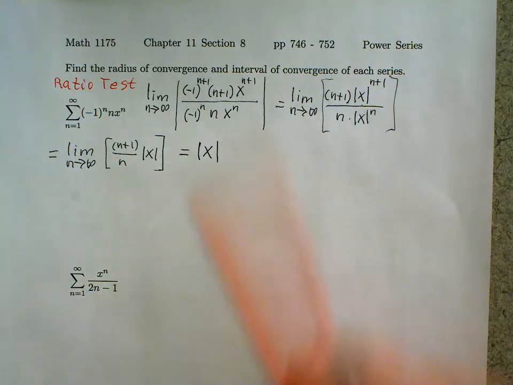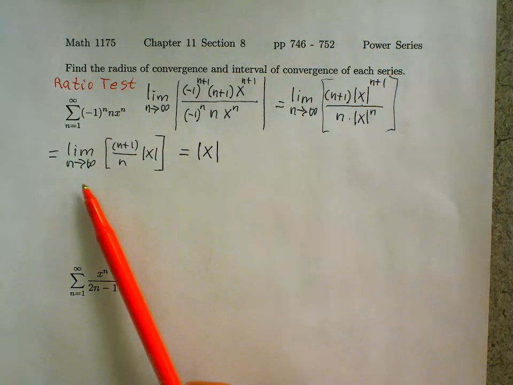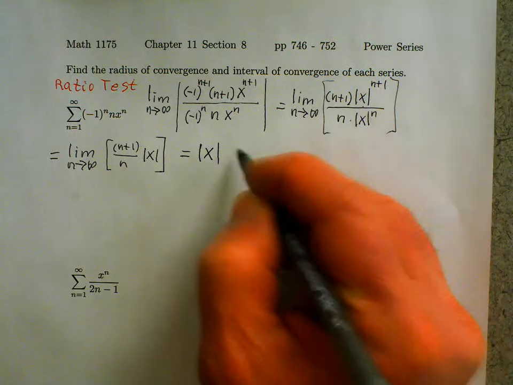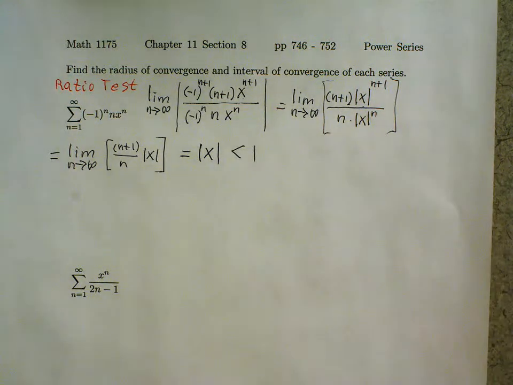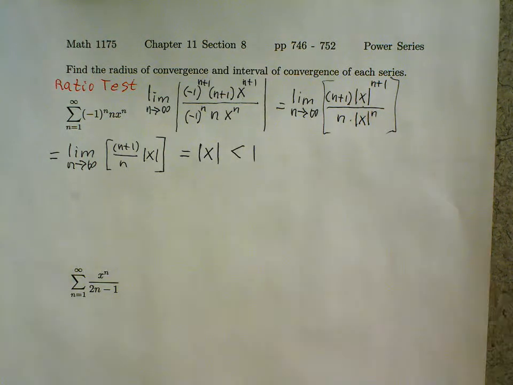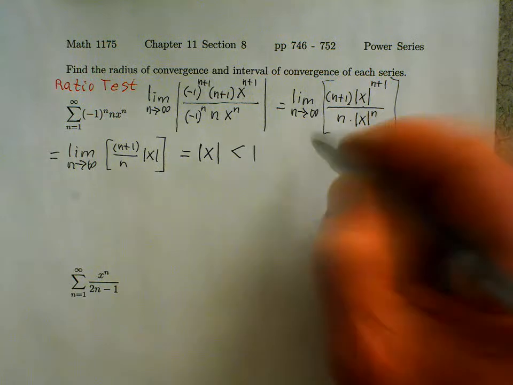So when we apply the ratio test and compute the limit, it converges when the limit is less than 1. So the absolute value of x is less than 1. And so the radius of convergence is 1.